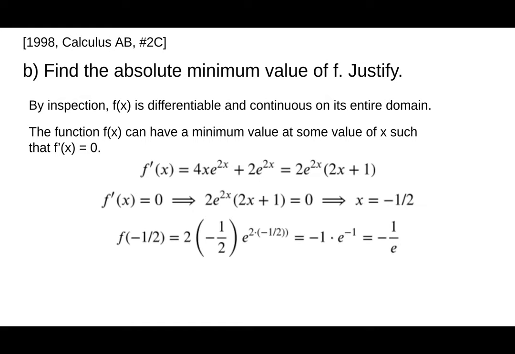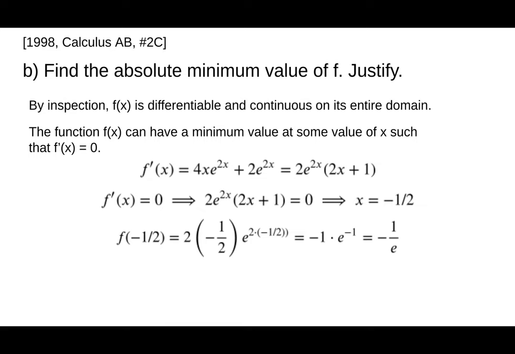But 2 times e to the 2x is never going to be 0. So the only hope this thing has of being 0 is specifically when 2x plus 1 is equal to 0, which would imply that x is equal to negative 1/2. Okay? Well, the function value at negative 1/2, f of negative 1/2, we can find simply by using our calculator.